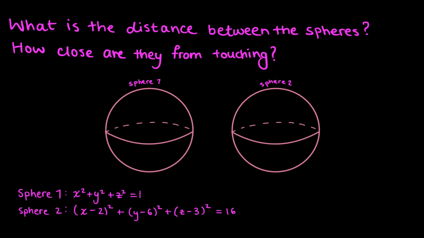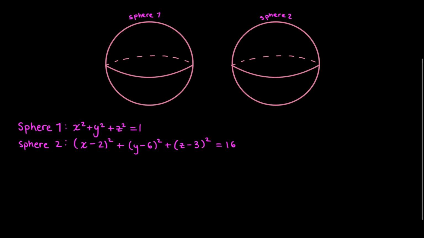If I'm given the equation for two spheres, how can I find the distance between them, and then how can I find how close they are from touching? Let's start by writing the general equation of a sphere. It would look something like this.